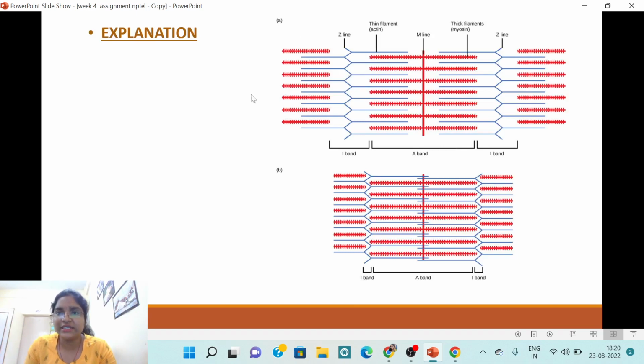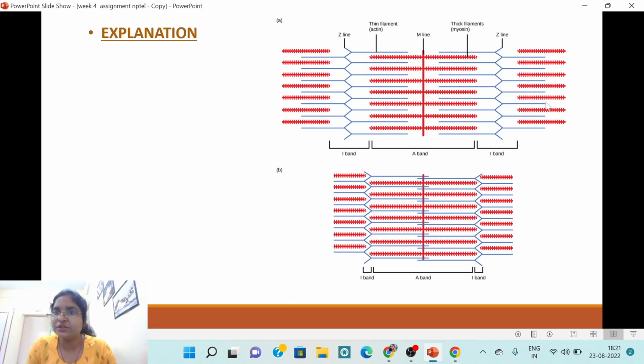So here you can see the structure of this. We have discussed the sliding filament theory in the previous session. That is the muscle contraction theory: how our muscles contract with the help of thin and thick filaments, which are actin and myosin. Whenever the thin and thick filaments overlap, muscle contraction occurs. So what is the sarcomere? From one Z line to another Z line, the length between them is the sarcomere. And within the sarcomere, there are these thin and thick filaments, actin and myosin, that overlap with each other.